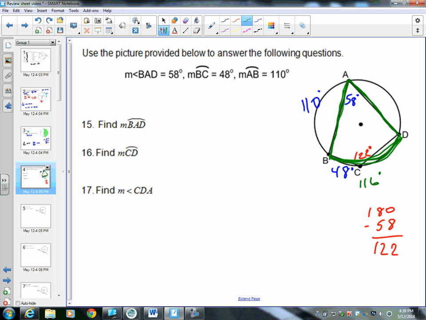Okay, my drawing's not the best, but hey. Okay, so the arc BD is 116 degrees. Well, that can help to find the arc CD. Because if I know BD is 116, I know BC is only 48. I know something has to add together with 48 to make 116. So I can say 116 minus 48. I end up with 68 degrees.